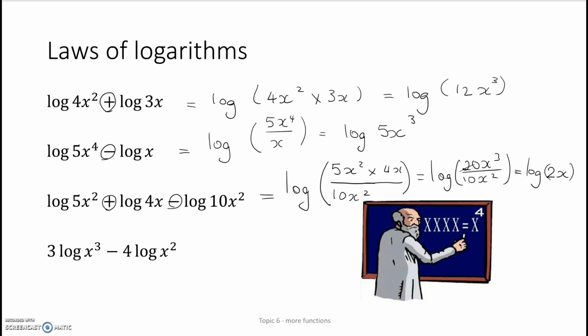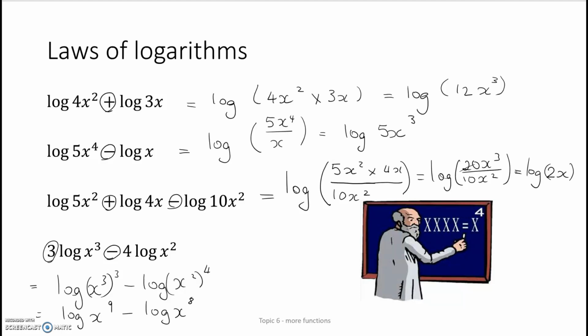The next one has got a power as well as division. So let's do the first bit first. It becomes log x cubed cubed minus log x squared to the 4. So that's log x to the 9 minus log x to the 8. Now we've got a straight out division sum, so we can go log x to the power of 9 over x to the power of 8, which is just log x. Much more simple.